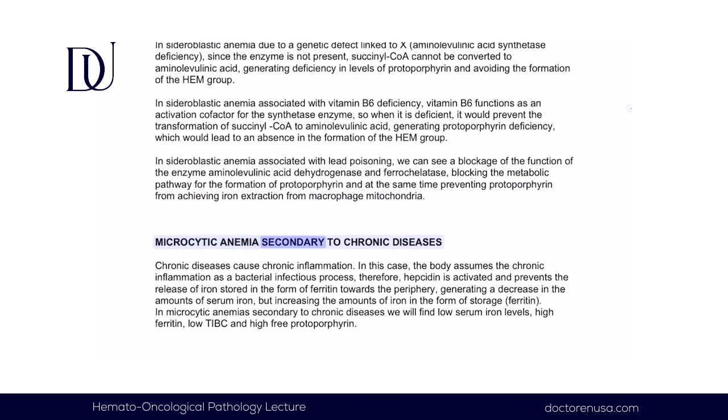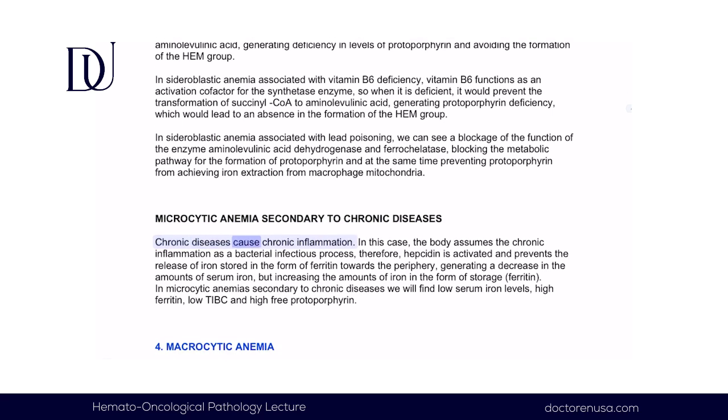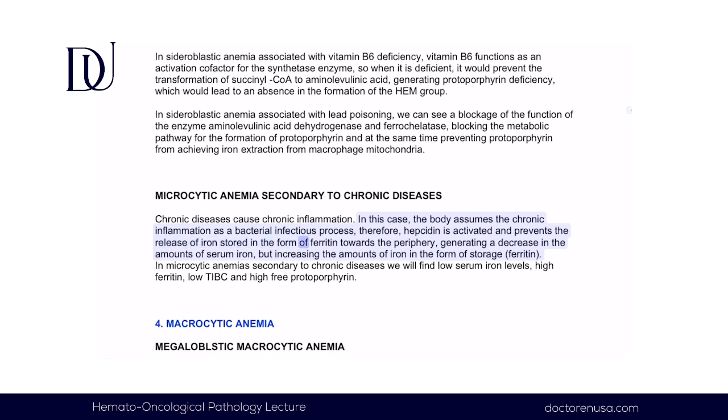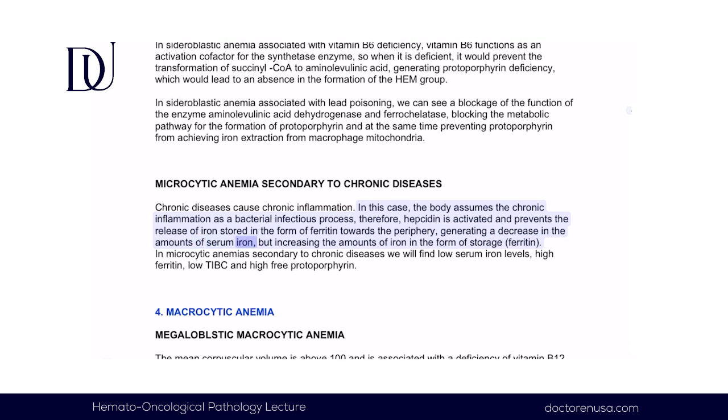Microcytic anemia secondary to chronic diseases. Chronic diseases cause chronic inflammation. In this case, the body assumes the chronic inflammation as a bacterial infectious process, therefore, hepcidin is activated and prevents the release of iron stored in the form of ferritin towards the periphery, generating a decrease in the amounts of serum iron, but increasing the amounts of iron in the form of storage, ferritin.